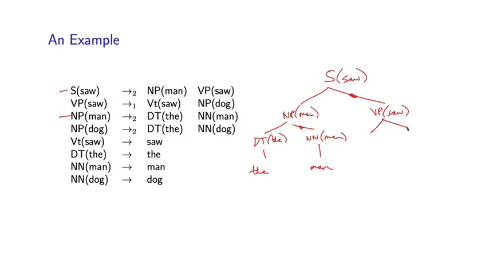So we have derivations with these lexicalized context-free grammars, which look very similar to derivations under regular context-free grammars. We just have head words associated with each of these non-terminals in the tree.